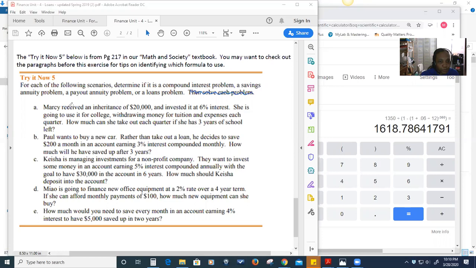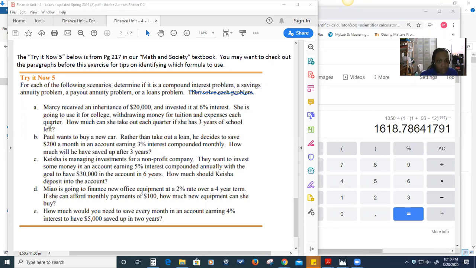All right. Marcy received an inheritance of $20,000. Woohoo! And she invested it, pretty smart, at 6% interest. She is going to use it for college, withdrawing money for tuition and expenses each quarter. How much can she take out each quarter if she has 3 years of school left?